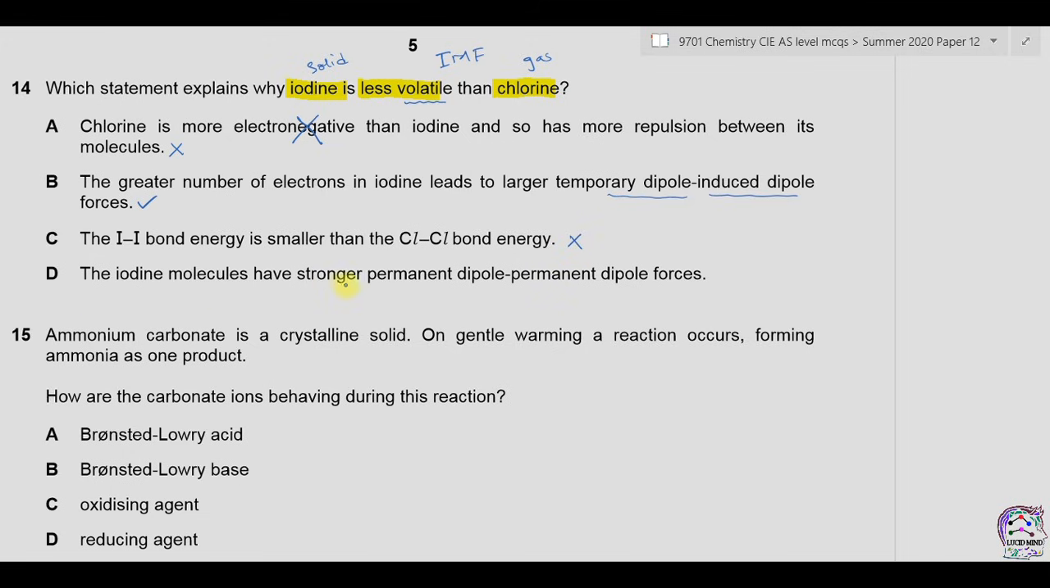The iodine molecules have stronger permanent dipole-dipole forces. Now permanent dipole-dipole forces are only present in those molecules which have poles in between them, partial positive and partial negative charges. As there are no partial positive and partial negative charges in iodine, so therefore this is also incorrect. So therefore the only correct option for this question is part B.